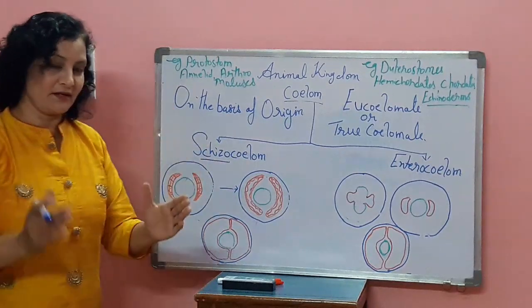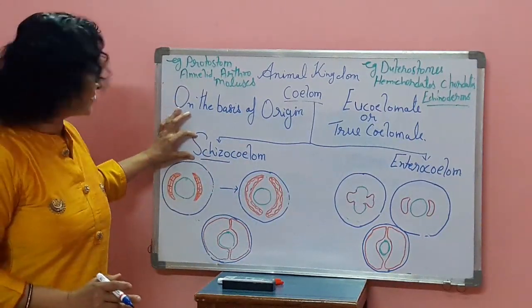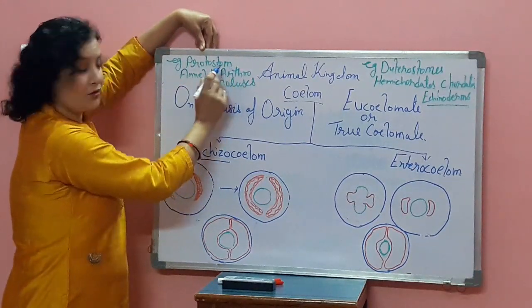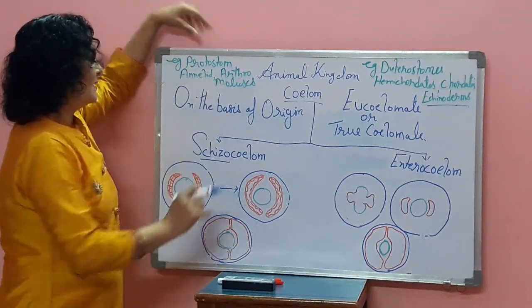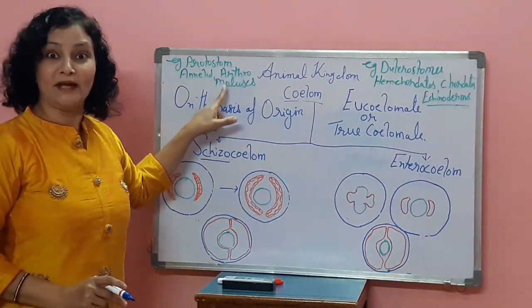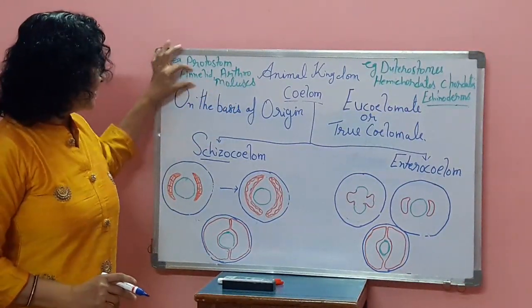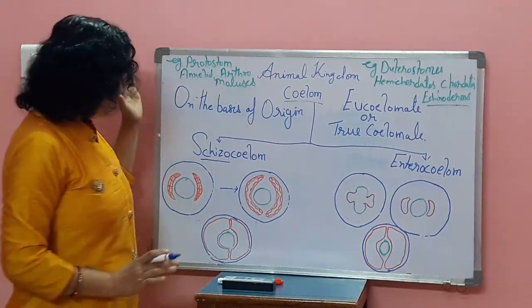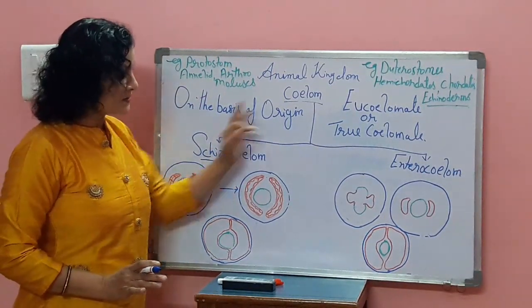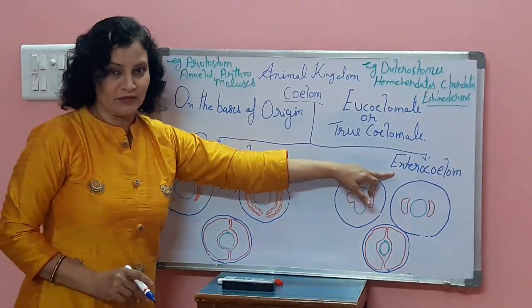Which animals are categorized as schizocoelomates? Their examples are protostomes. You know about the protostomes. There are three categories: annelids, arthropods and molluscs. All three groups of animals are schizocoelomates. And the next category is enterocoelomate.